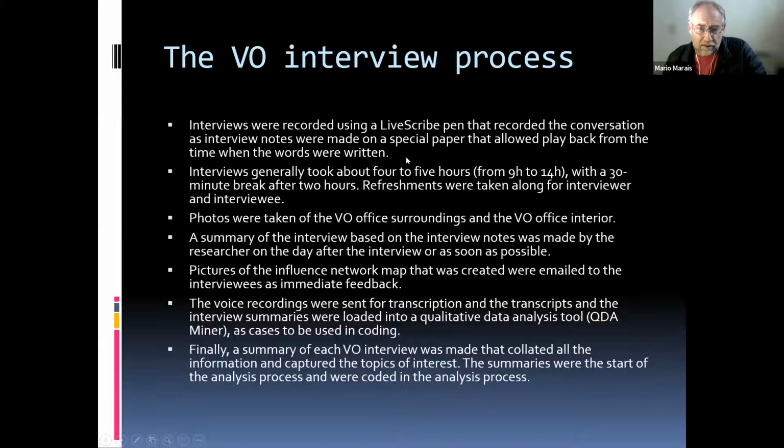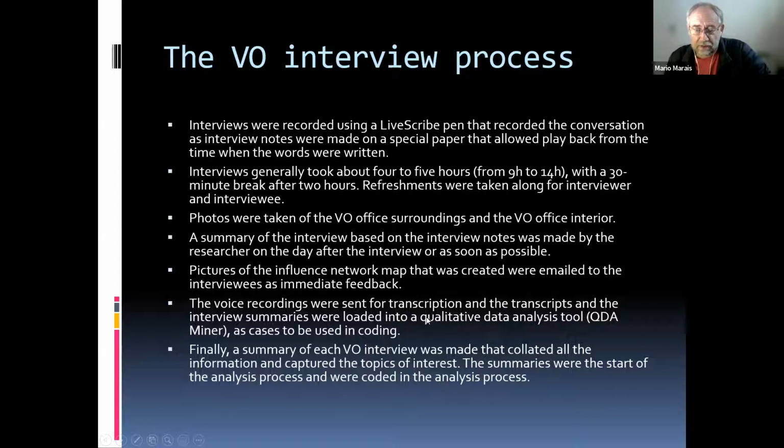Okay, so I was recording for 4 to 5 hours. I had a pen that recorded the notes and so on while I was talking. I brought along enough food to keep us going. And I would take pictures of everything that's on the walls. And the map we created was emailed to the interviewees as their own property. And we got the voice recordings transcribed. And it was more than 50 hours to be transcribed. So this was a heck of a job.